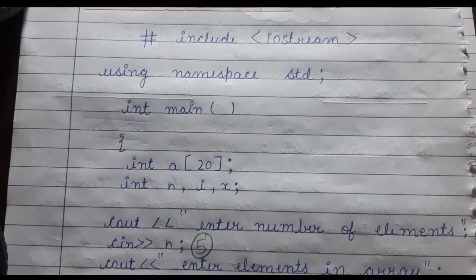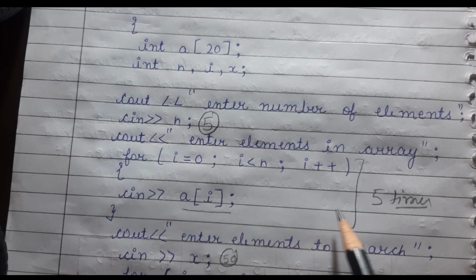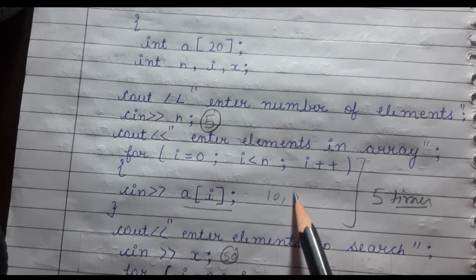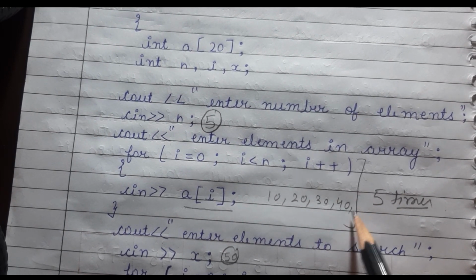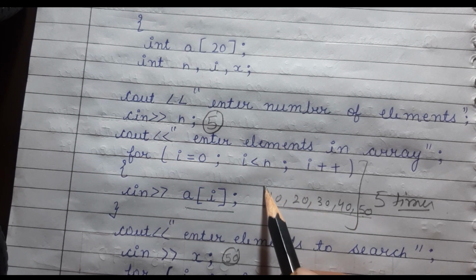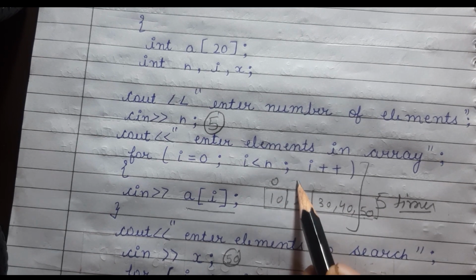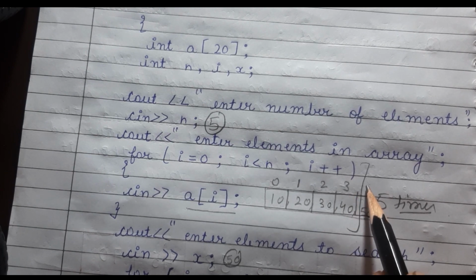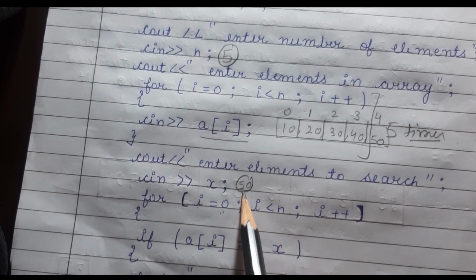Okay, so first you input the value of n as 5. After this, suppose you enter the elements here. Suppose the first element you enter is 10, second 20, third 30, fourth 40, and fifth 50. Suppose these 5 elements are entered in the array. The first element has index 0, second index 1, third index 2, fourth index 3, fifth index 4. Now your searching element is 50.